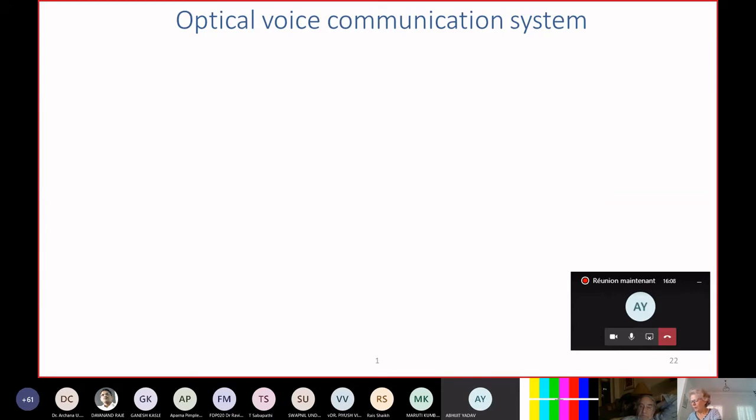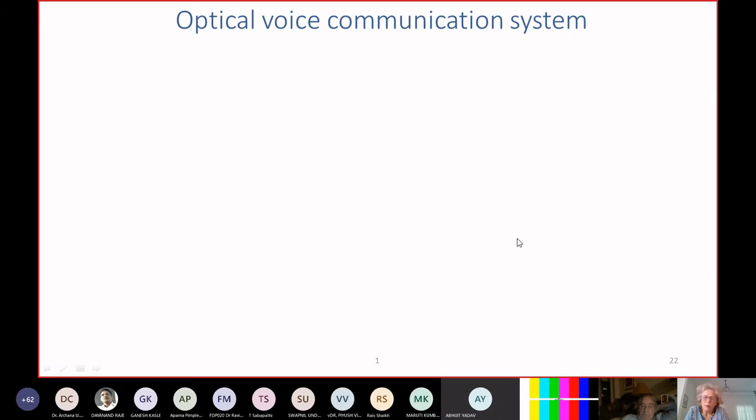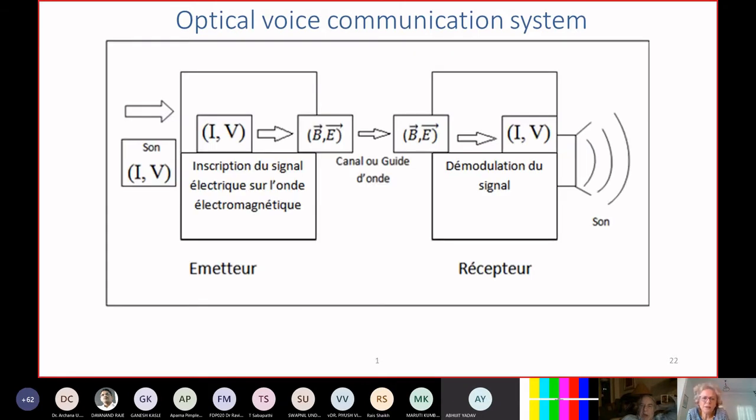And the aim, the subject of the project, is to send sound, not beep beep. What I told them was this. This is the communication system we are going to test. We need to send sound. We are going to use an emitter, a receiver, and a guide between. If the emitter is far from the receiver, we need a guide between, and this guide will be an optical fiber.